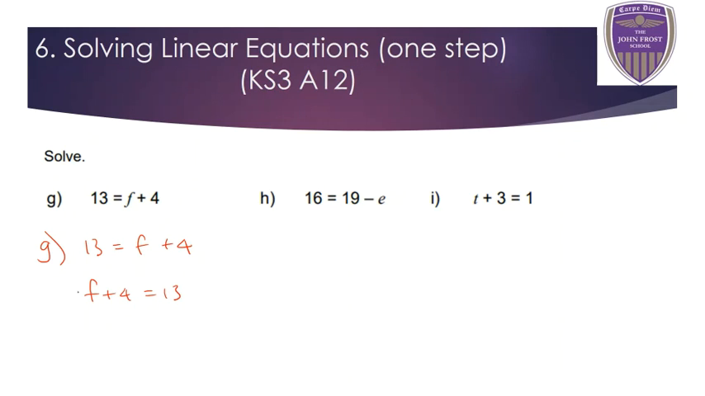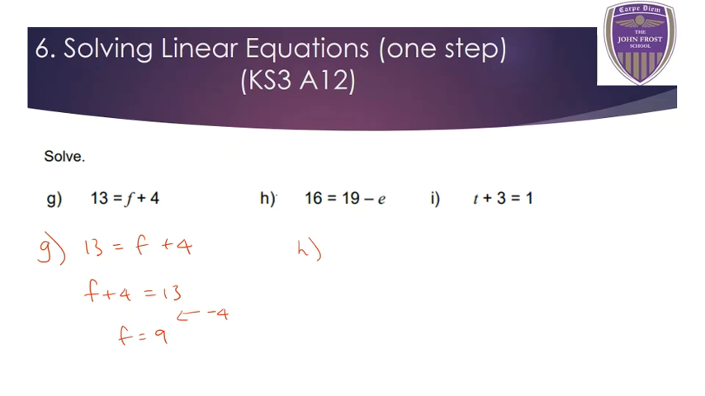So it says f plus 4 equals 13. Well, the opposite of adding 4 is subtracting it. So f must equal 9, because that's what 13 minus 4 gives you. And then if we're saying f equals 9, does 9 plus 4 give you 13? Yes, it does. That's the answer.